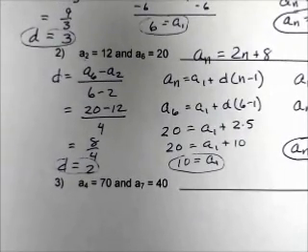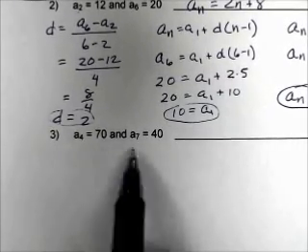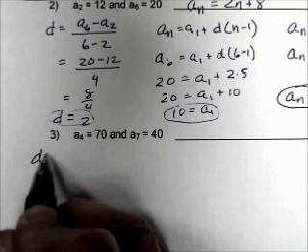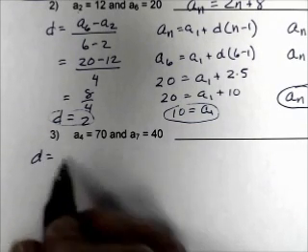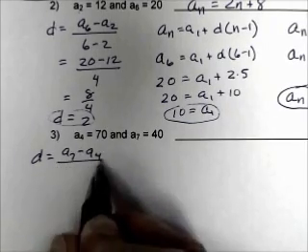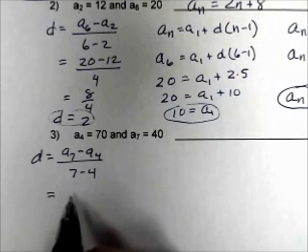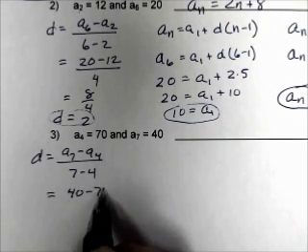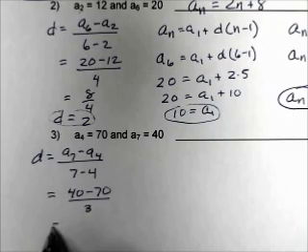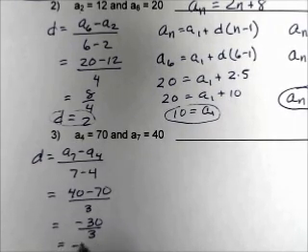Number 3, again, you can pause the video if you like and try it on your own. We're given the 4th term and the 7th term to find d. We're taking the higher number term, the 7th term, subtract the 4th, and dividing it by 7 minus 4. 40 minus 70 divided by 3. That's negative 30 divided by 3 is negative 10. So our d value is negative 10.